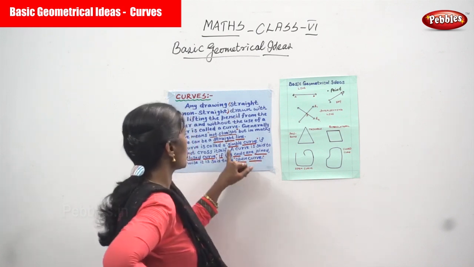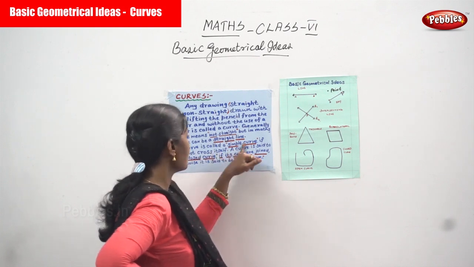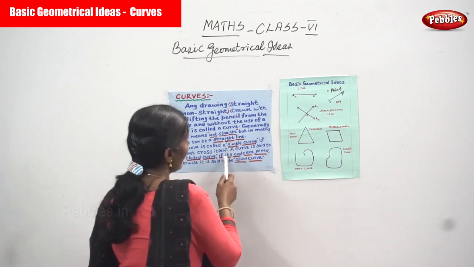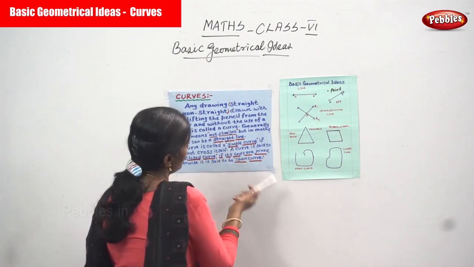A curve is called a simple curve if it does not cross itself. A curve is said to be a closed curve if its ends are joined, otherwise it is said to be an open curve.